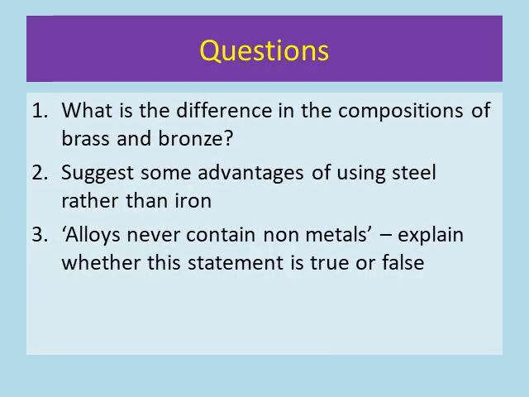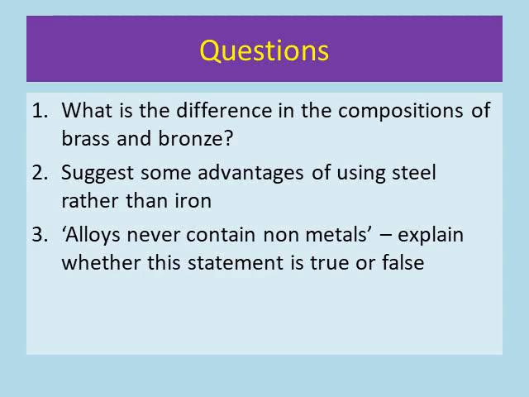So a few questions for you. Number one, what is the difference in the compositions, that means the makeup, of brass and bronze? How are they different? Number two, this is a suggest question. So I'm not expecting you to know the exact answer, but I'm expecting you to make your best guess at this answer. So suggest some advantages of using steel rather than iron. Why do we think that might be better? And then number three, a statement for you. Alloys never contain non-metals. Can you explain, please, whether you think this statement is true or false? Pause the video, answer the questions.